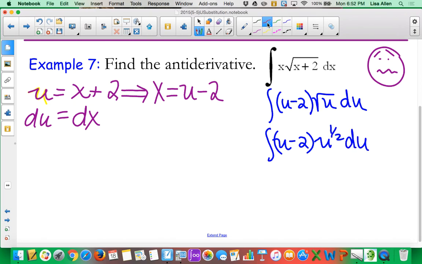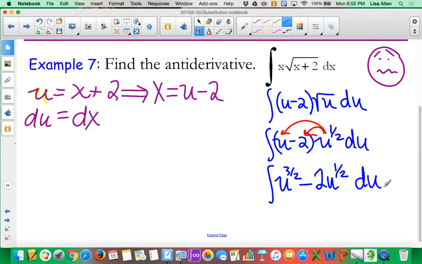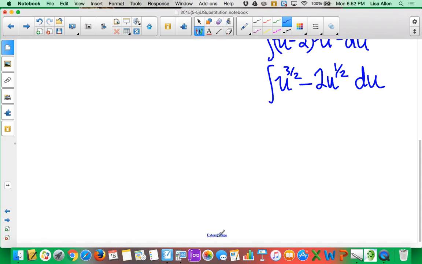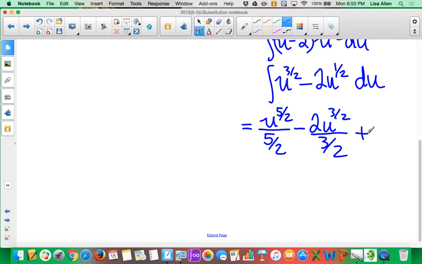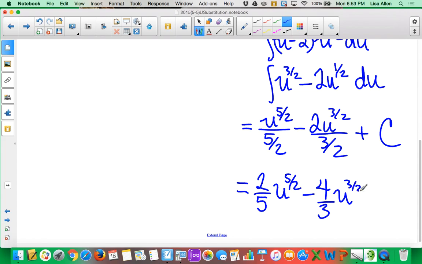And then I recall that I can distribute the power, so I've got that. So in the mechanics of this, we're going, okay, this is u to the 3/2 minus 2u to the 1/2 du. Now we're in u's. Remember, we're eventually going to remember that u is equal to x plus 2, and then we're going to integrate. So we get the following. We have u to the 5/2 over 5/2 minus 2u to the 3/2 over 3/2 plus c. And this should just take one more minute. We have 2/5 u to the 5/2 minus, this is going to be 4/3 u to the 3/2 plus c.